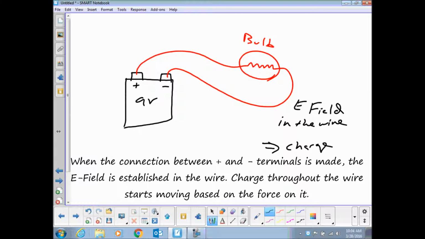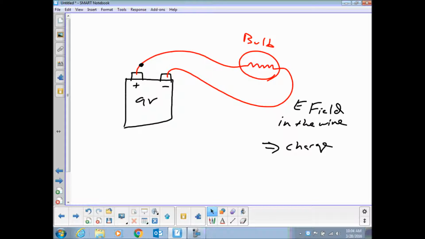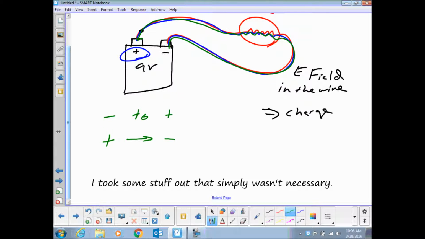The charge moves everywhere. All the charge throughout the line is moving instantaneously. It's not like we have a charge from the positive terminal that's then going down through here. All the charge collectively is moving together throughout the entire wire. All right, I think that's all I really wanted to go over today.